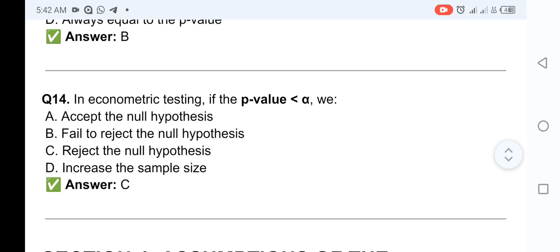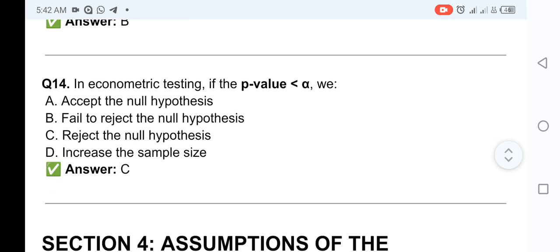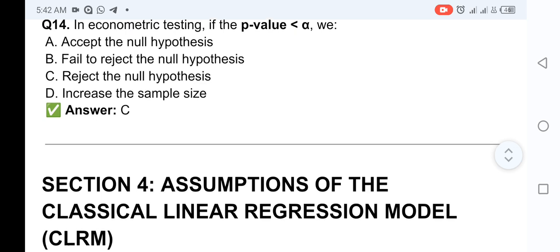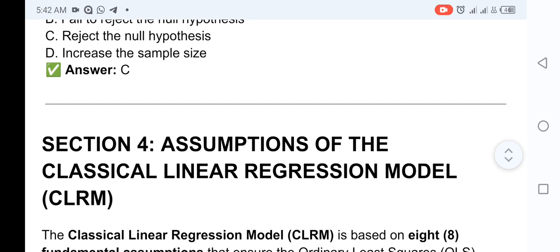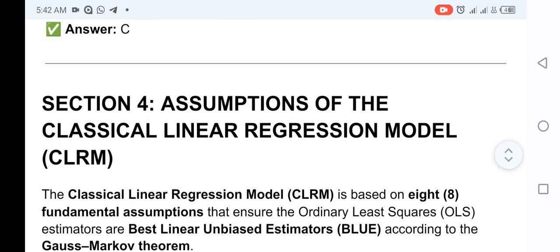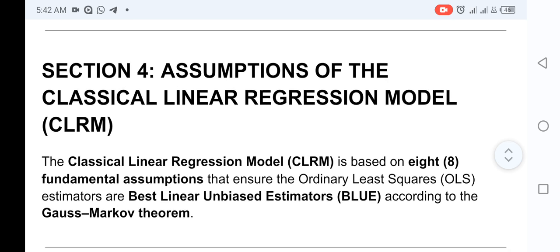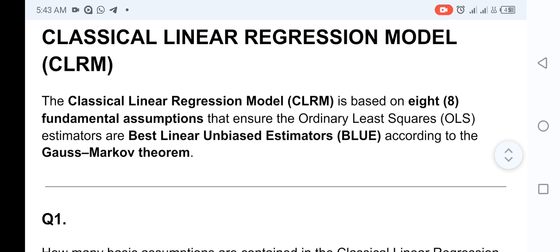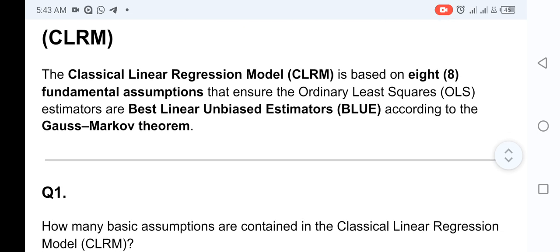Section 4. Assumptions of the Classical Linear Regression Model, CLRM. The Classical Linear Regression Model, CLRM, is based on eight fundamental assumptions that ensure the ordinary least squares, OLS, estimators are best linear unbiased estimators, BLUE, according to the Gauss-Markov theorem.